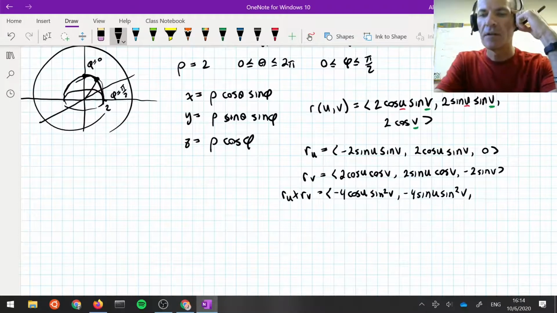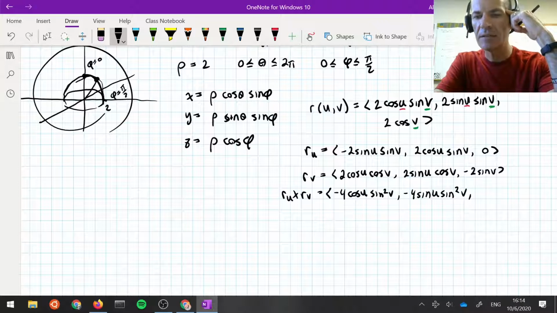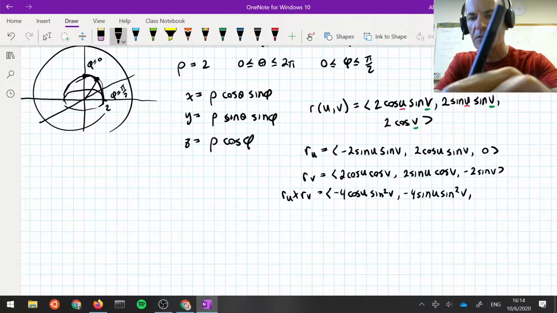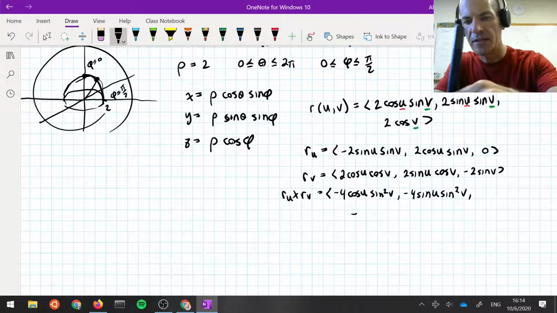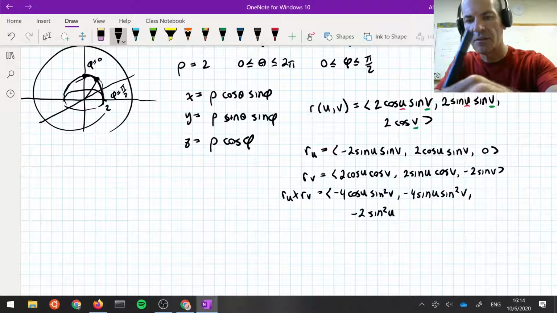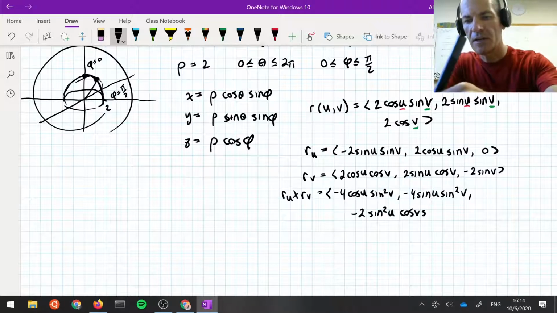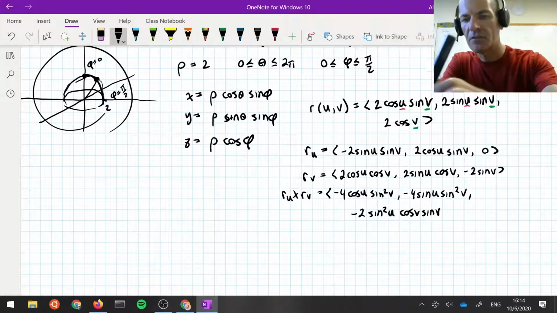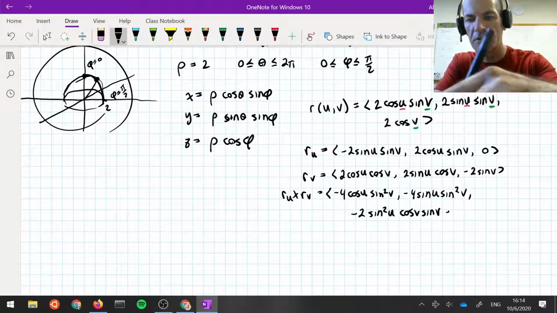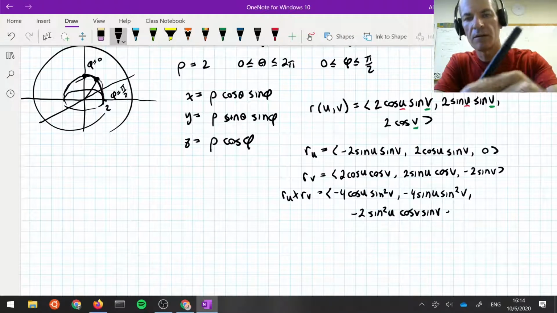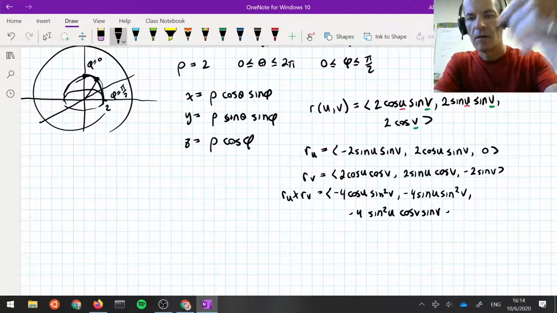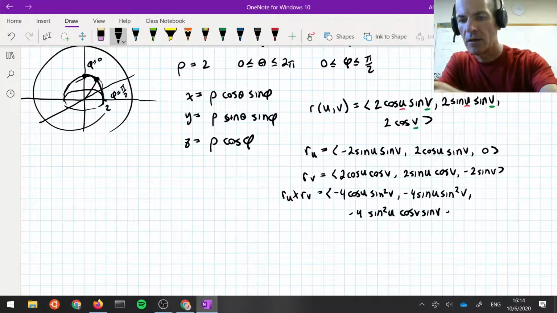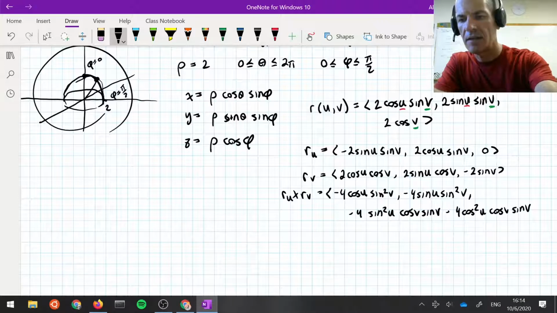The last component looks like a mess, not too bad though. We're going to get negative 2 sine squared u cosine v sine v minus 4 cosine squared u cosine v sine v.